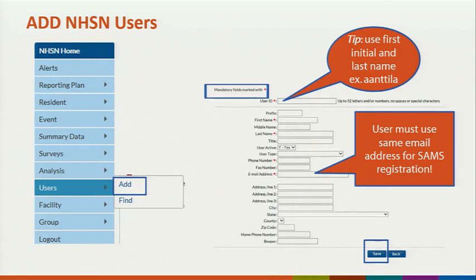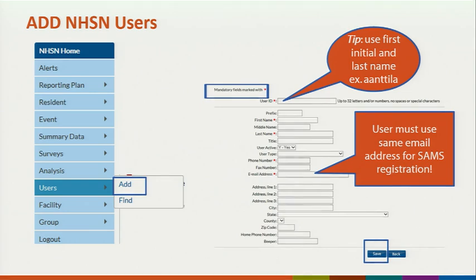So you would enter the first and last name. Be sure when you get to the email address, this is the most important field that you can enter because the user is stuck with this email address. They will use this email address through SAMS. They will use this email address to complete their enrollment process.